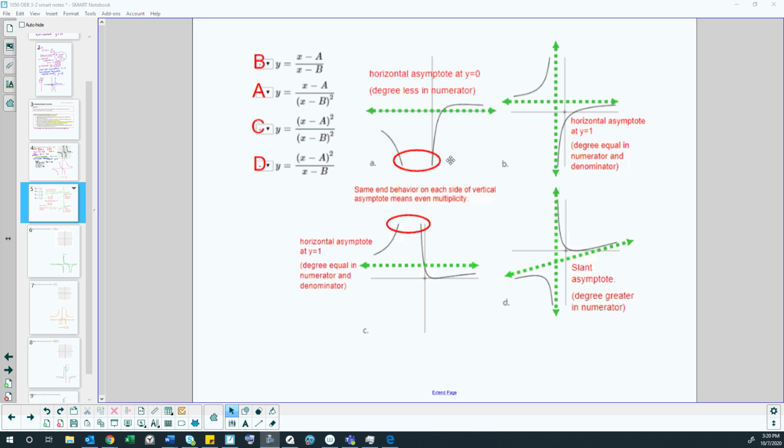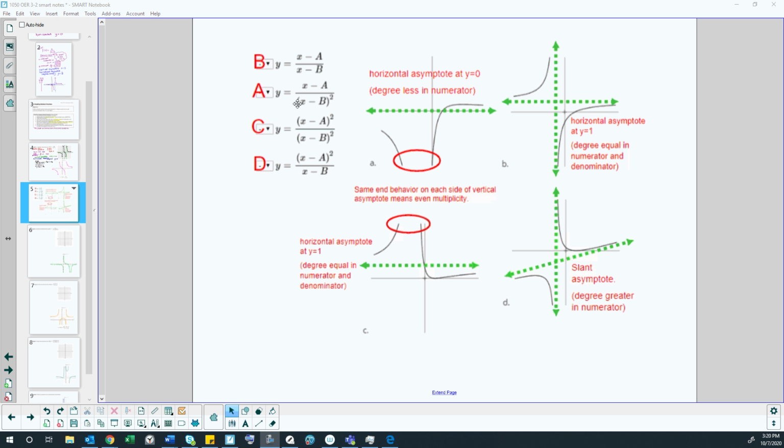Here is graph A. This came from an online homework problem from a few years ago. I don't know if this is even part of the homework online anymore, but I still think it's valuable to note this situation. So, according to what I have here, graph A goes with this equation here. We've got a horizontal asymptote at y equals 0 because the degree on the top is 1 and the degree on the bottom is 2. So there's our horizontal asymptote.